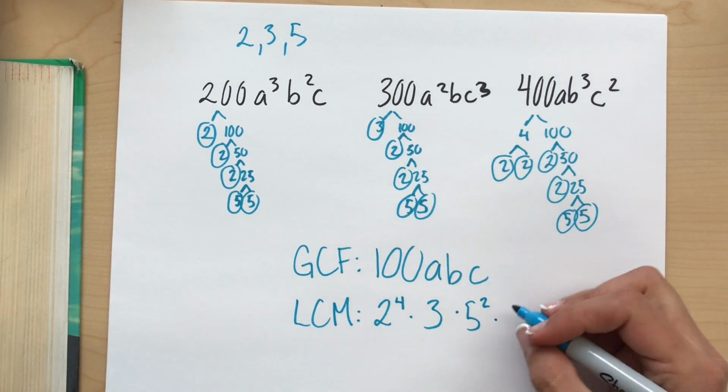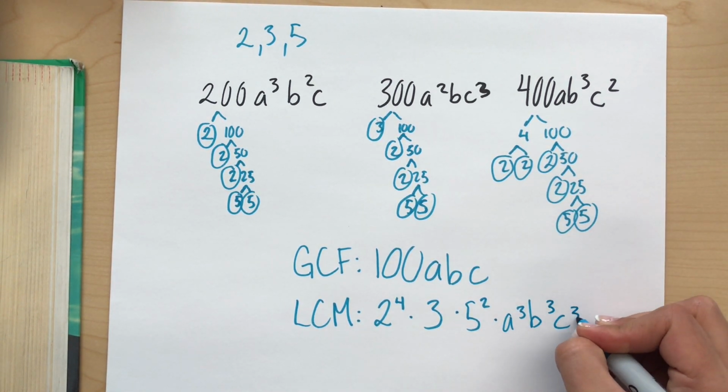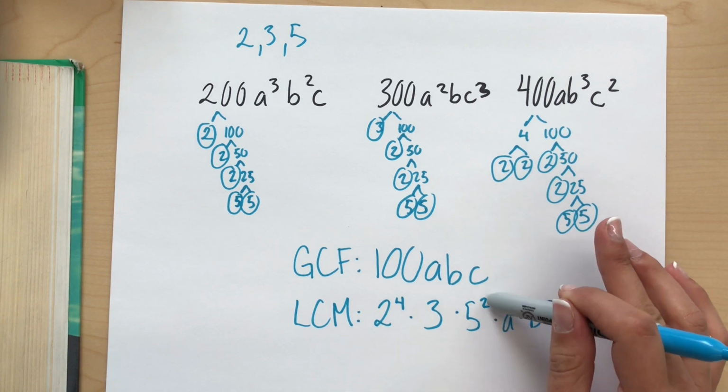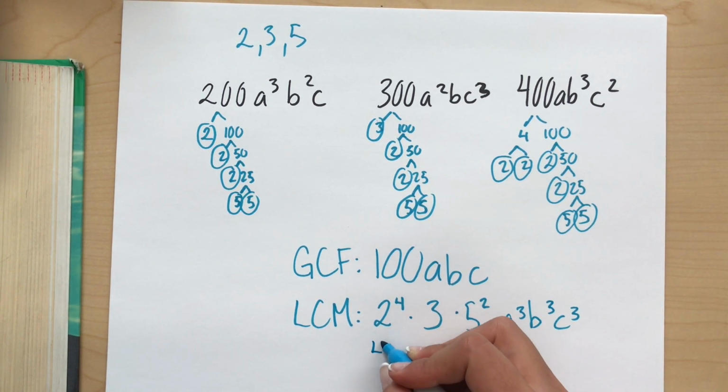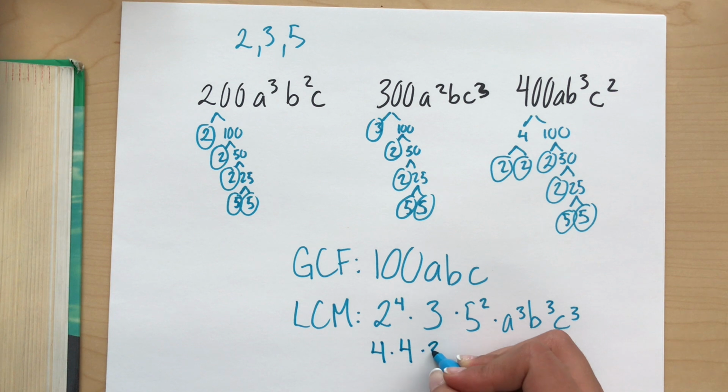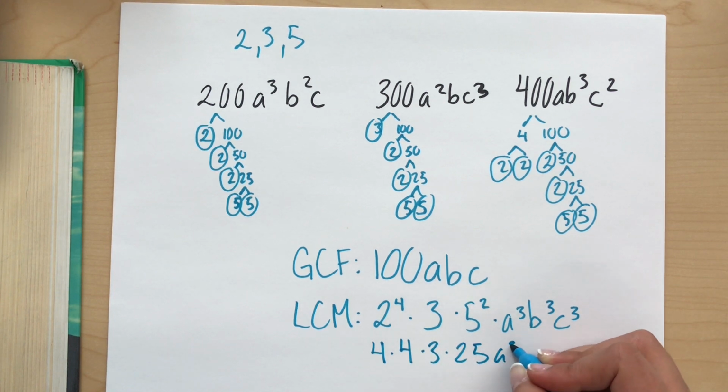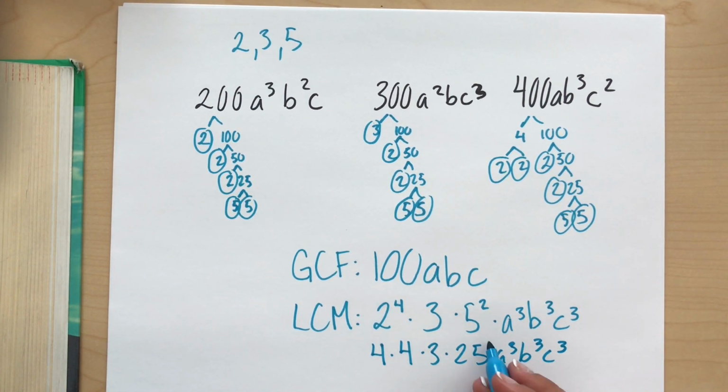And then I have A cubed, B cubed, C cubed, right? Those are the maximum number of A's, B's, and C's that I have in any of the 3 terms. Okay, if I multiply all of that out, I'm going to get 4 times 4 times 3 times 25, which ends up as 1200 A cubed, B cubed, C cubed.